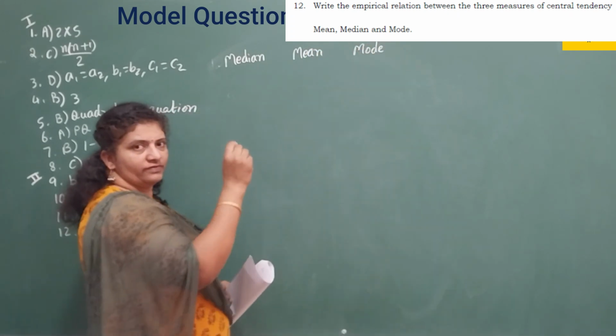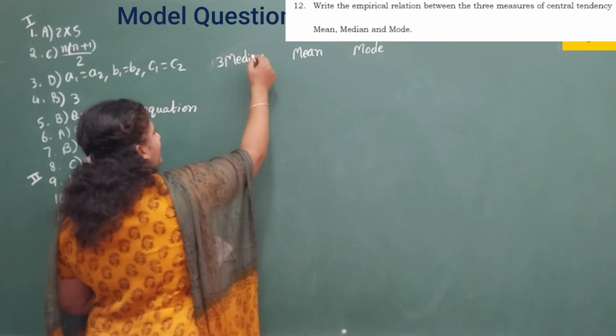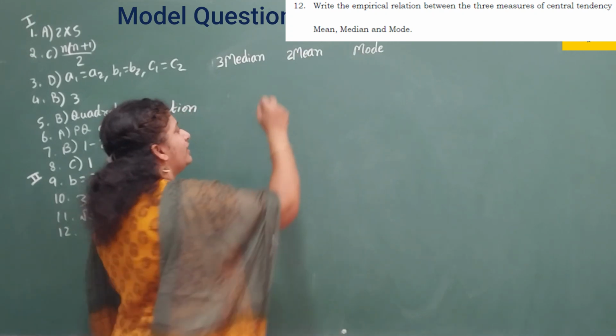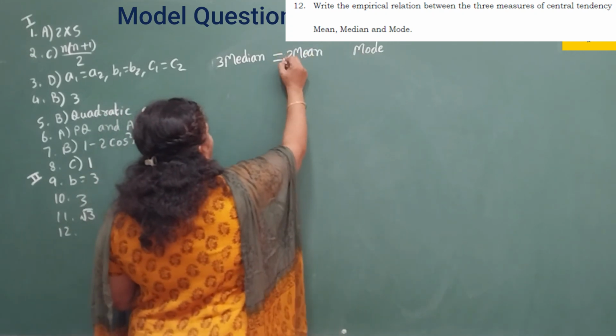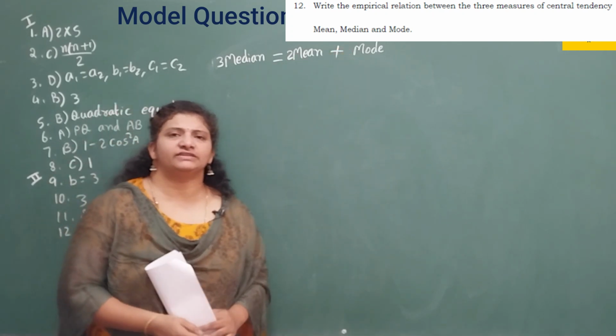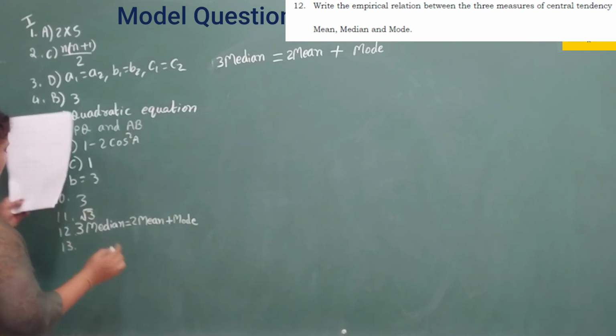Right? Now, which is more difficult? That you give a 3, multiply with 3. Next 2, next with 1, no need of writing. Now in between these terms, put equal to and here plus. So what is the empirical relation? 3 median is equal to 2 mean plus mode.